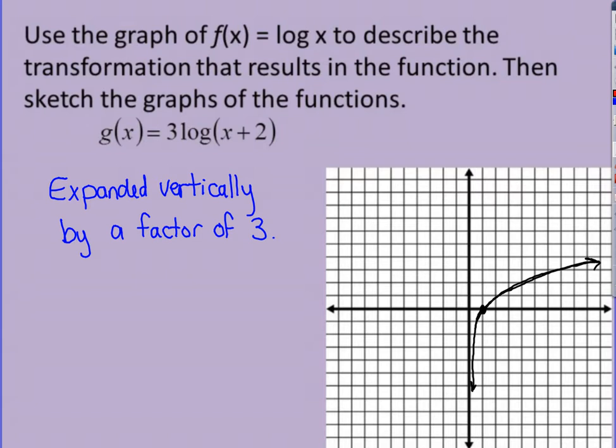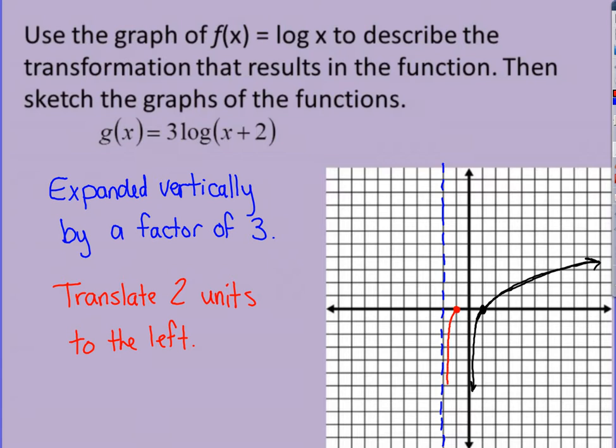Then we have x plus 2. That plus 2 is only on the x value, and x is horizontal, or left or right. Remember, when you pull it out of the parentheses, you have to change the sign. So this is going to translate it 2 units to the left. So instead of crossing at 1, 0, we go 2 units to the left. It is going to cross at negative 1, 0. It also shifts our asymptote over to negative 2.